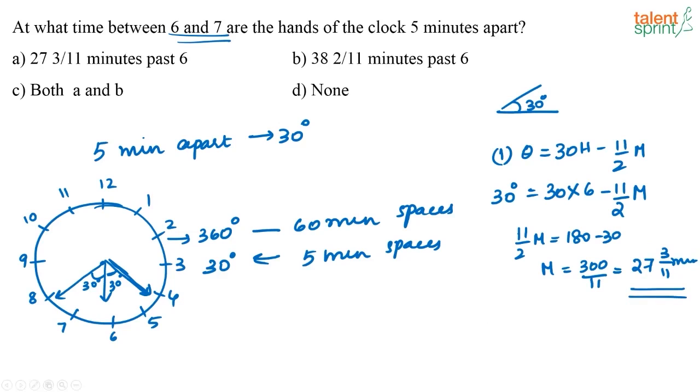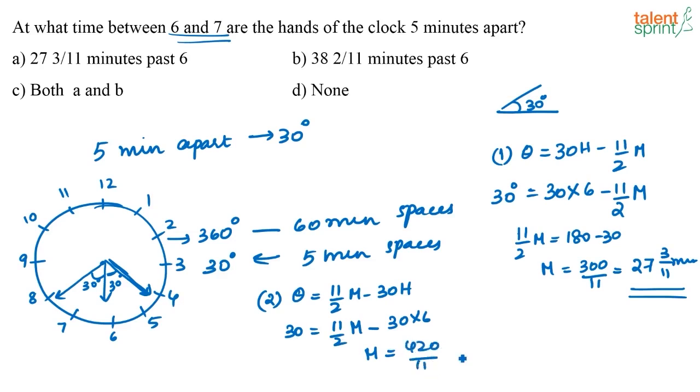Now next, when will this angle between the hands of the clock be 30 degrees? That is when the minute hand is ahead of the hour hand. So in this case theta is equal to 11 by 2m minus 30h. Here I have theta as 30, I have to find out the minutes when this is happening, and h is 6. When you solve for this, what will you get? You will get m is equal to 180 plus 30, that is 210 into 2 by 11, that is 420 by 11, which is equal to 38 2 by 11 minutes.